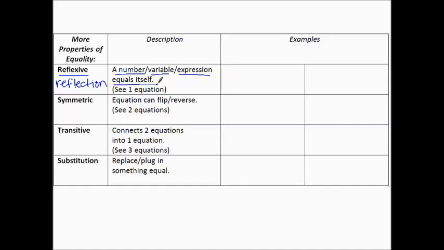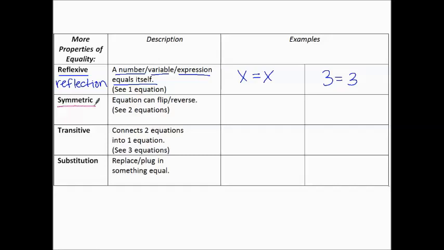So the reflexive property says that x is always equal to x. Another example would be 3 is always equal to 3. Reflexive property says we have one equation equal to itself. 3 is always the same as 3. X is always the same as x.